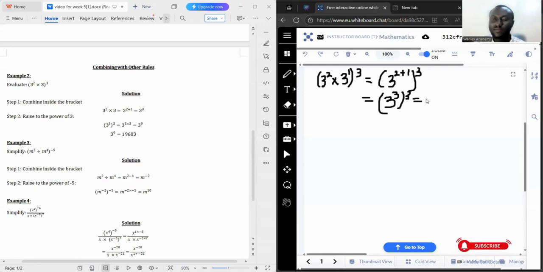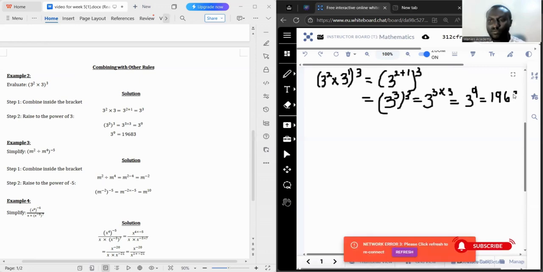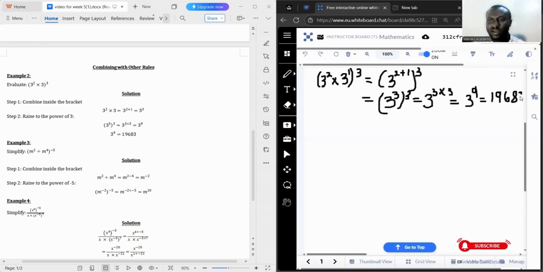From there, we can apply the power of a power rule, which says that 3 raised to power 3 times 3. Then 3 times 3 makes it 9. 3 raised to power 9 can be evaluated as 19,683.